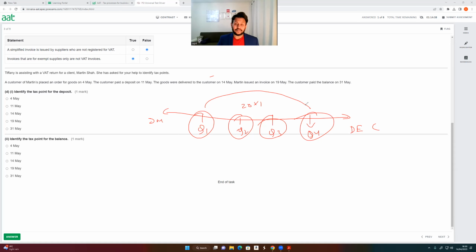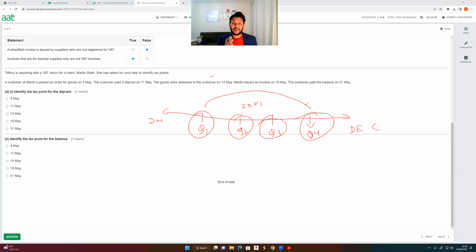Now, one condition you have to remember, if you remember our tax point class, basic tax point means the service has been completed or the product has been dispatched. So if this has happened, we call it basic tax point. But always remember, we need to ignore the order date. Order date does not come under the basic tax point. So order date has to be ignored.